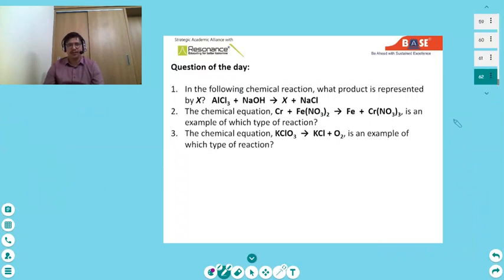So 3 questions I am giving you from today. This will be homework. We will discuss it next class when we come. In the following chemical reaction, what product is represented by X? You need to find out X. We have done this today, so you would have got it by now. Then the chemical reaction of chromium and iron nitrate is an example of which type of reaction, and the other reaction is an example of which type of reaction. So these 3 are the homework for today. Please find this out, and we'll meet tomorrow in the next session.